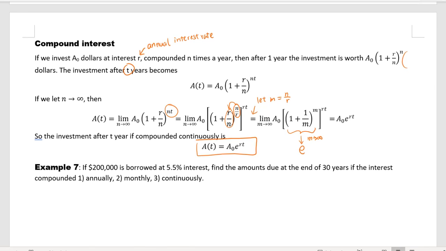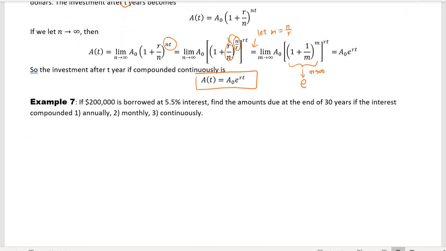Let's look at example 7. If $200,000 is borrowed at 5.5% interest rate, find the amount due at the end of 30 years if the interest compounds annually, monthly, and continuously. Annually means, remember n is the number of compoundings, so n is 1 in this case. A0 is 200,000. R is 5.5%, which is the same as 0.055.